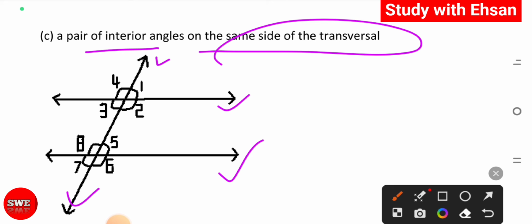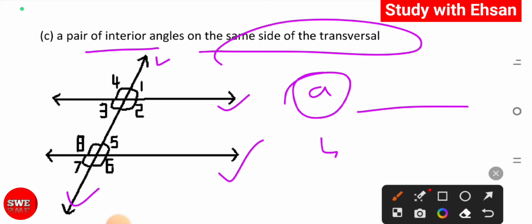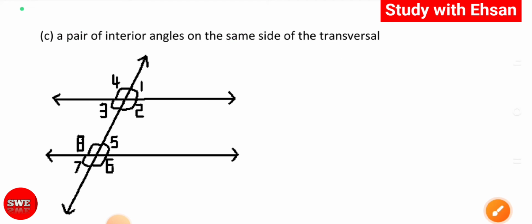8 angles are there in total, and you have to find in section A a pair of corresponding angles, a pair of alternate interior angles, and in C a pair of interior angles on the same side of the transversal.